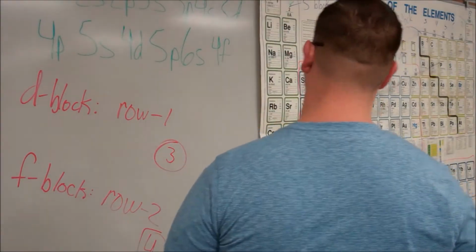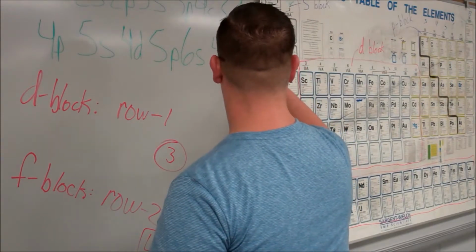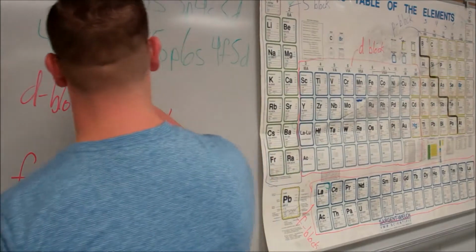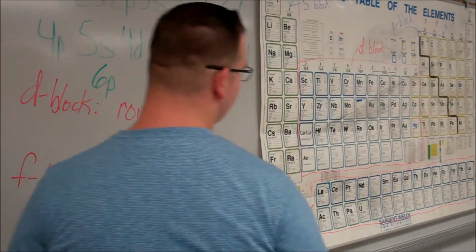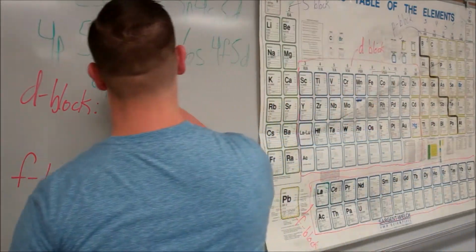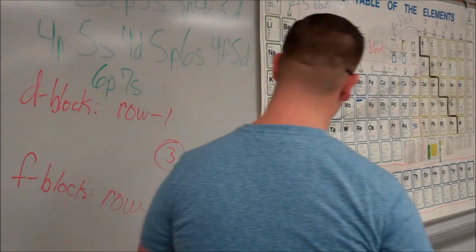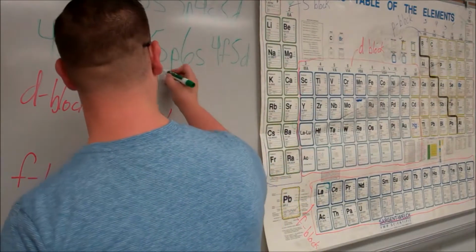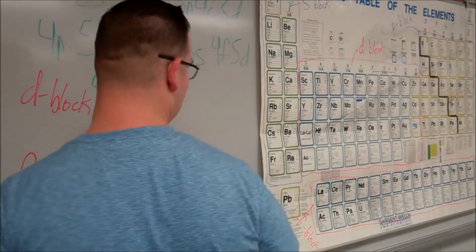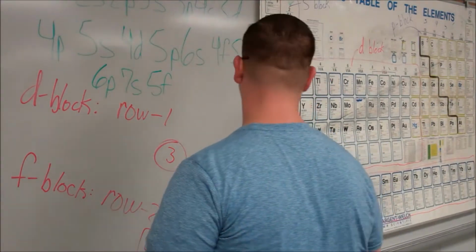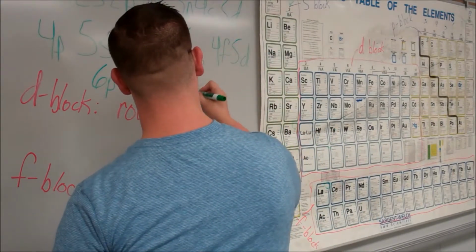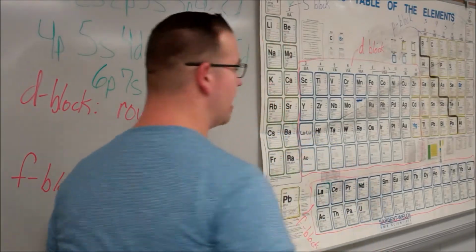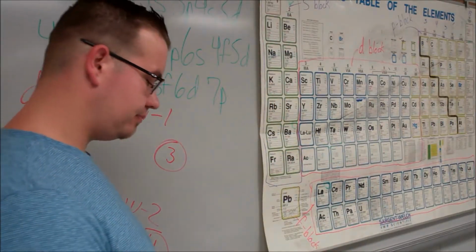And then you keep going, you come back up to 5D. And then you get up to 6P. Then after 6P you come back to 7S. After 7S you come back down to the actinide series and you come to 5F. Then after 5F you come back up to 6D and then you finish off with 7P. As of right now, that's as far as we go.